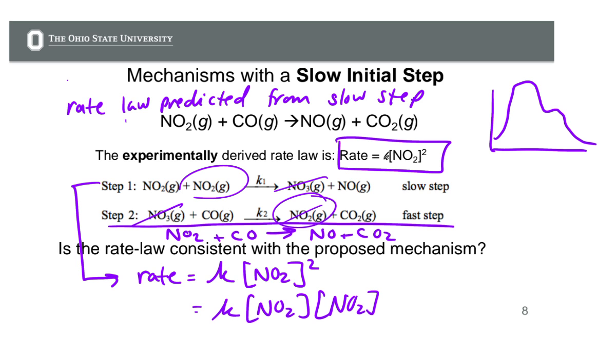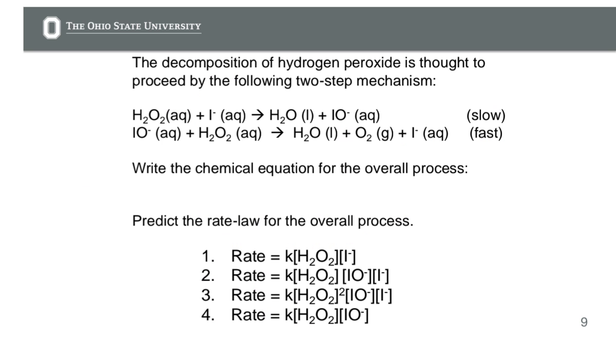Other questions? All right, so you take your turn, write out the chemical equation for these two steps. These are two elementary reactions in this mechanism. Write out the chemical equation for the overall process, and then predict what the rate law for the overall process would be. There's the first step is slow, and the second step is fast.